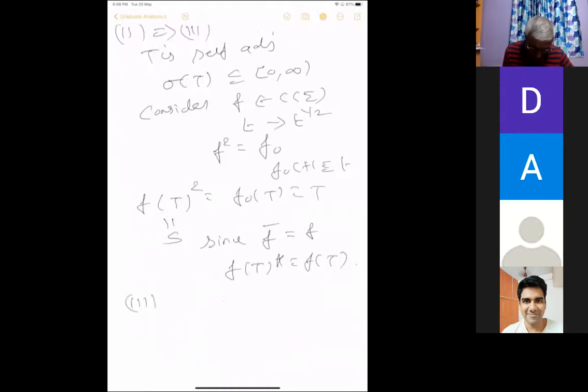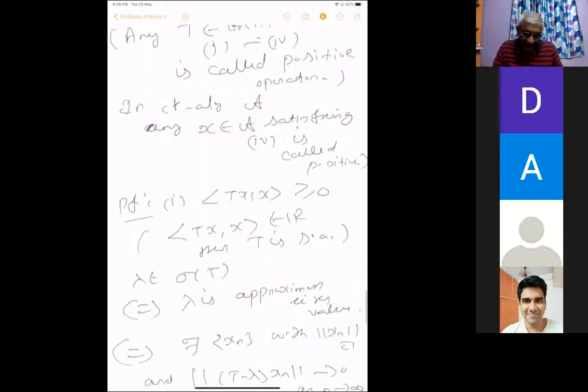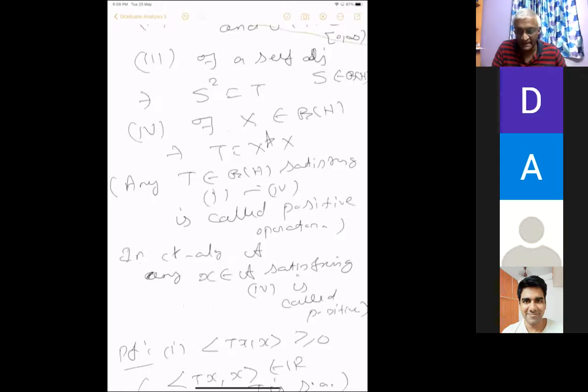So 3 to 4 is clear. You take S itself. S is self-adjoint, so 3 to 4 is clear. The 4 says that there exists X with T equal to X star X. Take S equal to X, then S squared equals T. It's the same thing.